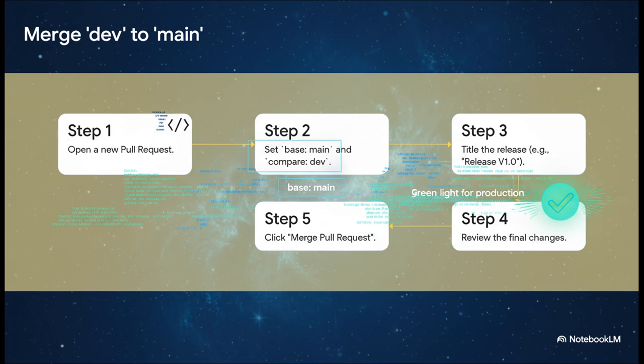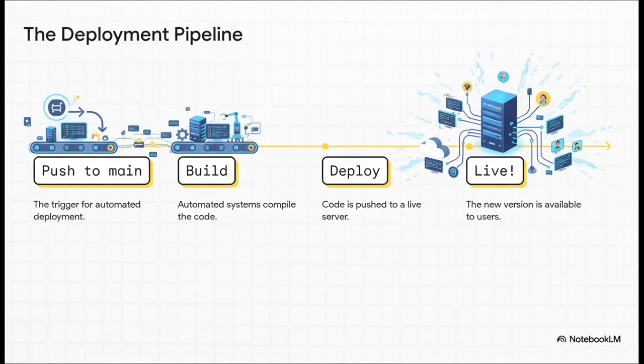The manager opens a PR to merge the entire, fully tested dev branch into the sacred main branch. This is basically the final sign-off, the official green light to go live with release version 1.0. And as soon as that merge to main happens, something amazing kicks off completely on its own, the deployment pipeline. This is an automated system that's just been waiting for this moment. It sees the new code on main, it automatically builds the project, and then it deploys it to a live server. And just like that, without anyone lifting another finger, the new version of the application is live for users.